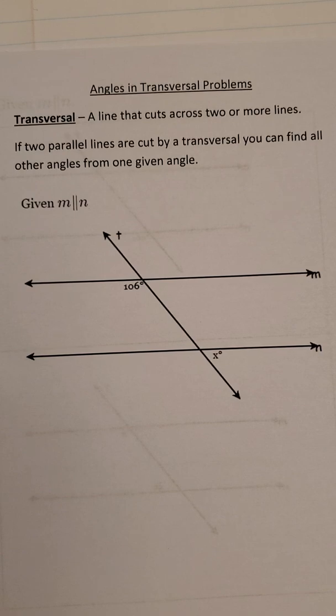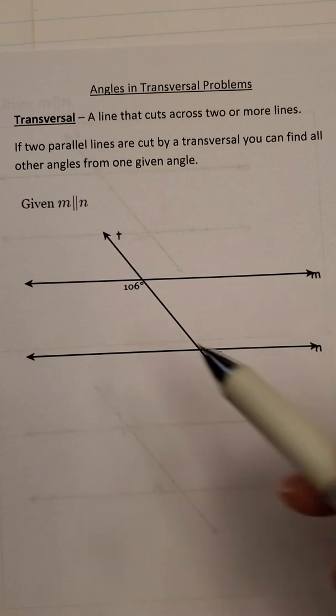So first of all, we're going to use our vertical angles and our supplementary angles to kind of show you that if you have two parallel lines and a transversal, you can find any other angle that is there. So here we go.